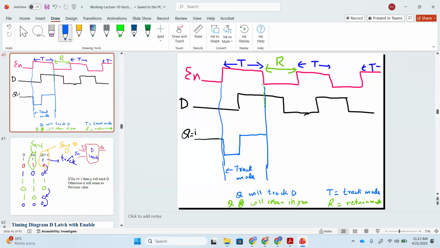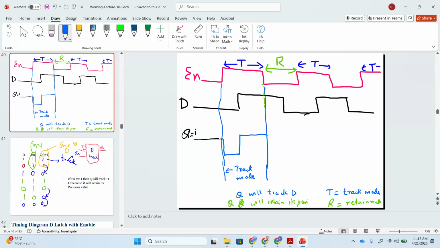So in the track mode, can you see that the waveform of Q is identically the same as the waveform of D? Got it or not? Can you see here, are they the same or different? So they are the same now. Okay, now we go into the retain mode.